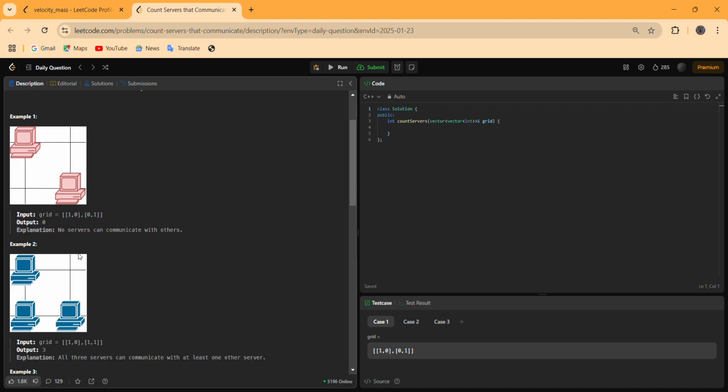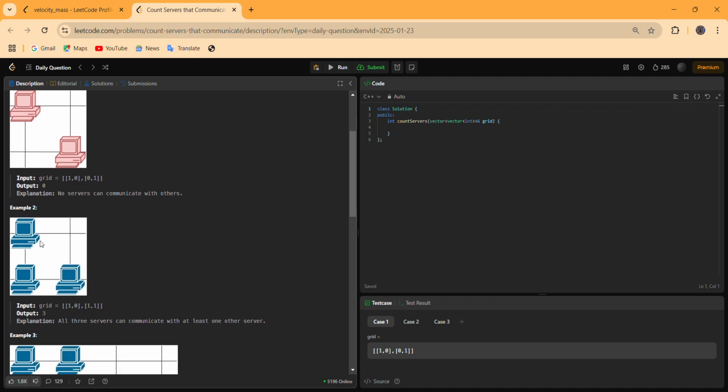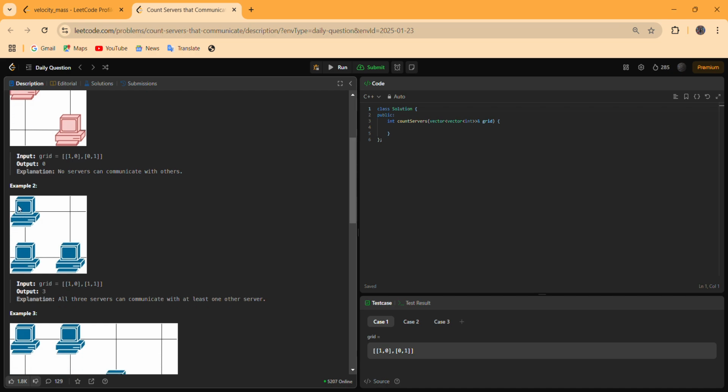The simple thought process to solve this question is to traverse with DFS for each server. We can think of it using example 2. If we encounter any server, then we have to move in all four directions separately for that server, and also we have to take care of the previously visited servers.